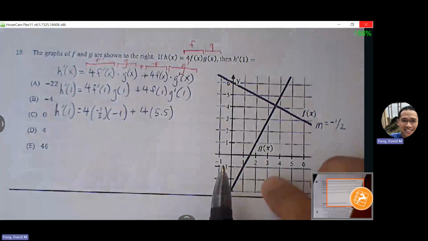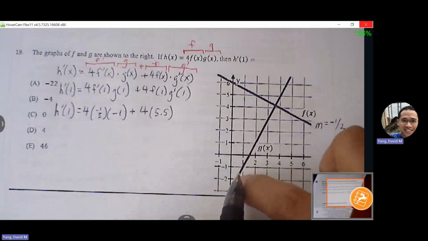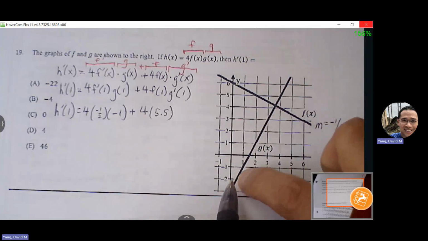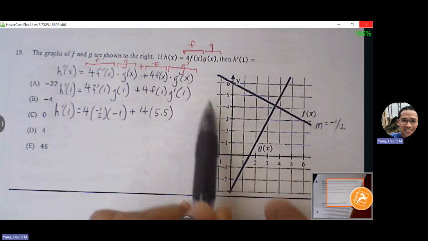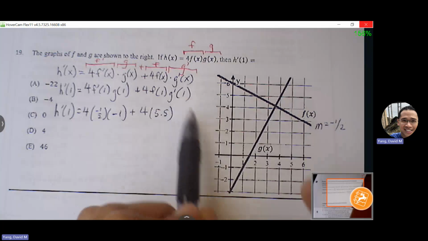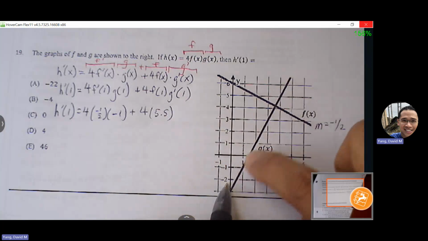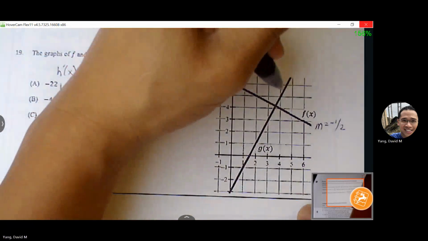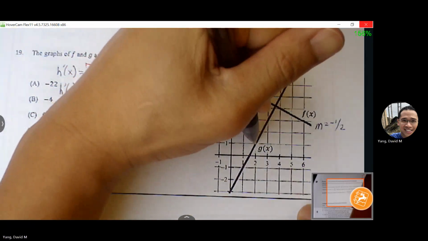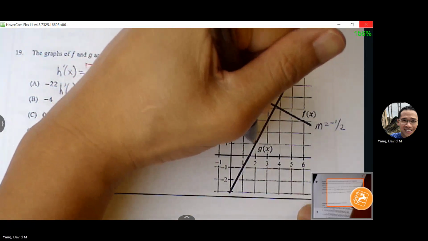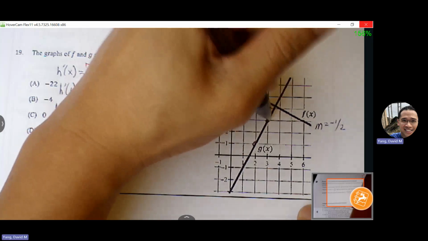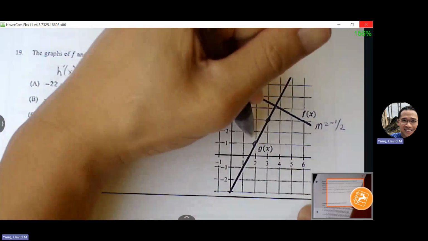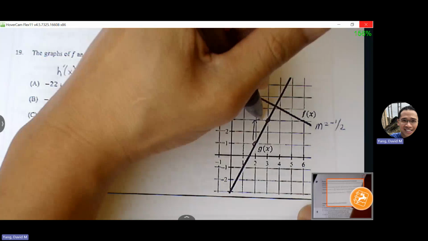And g prime of 1, what's this? We know the slope of this line is going to be the same all the way through. So if we find the slope of this line, we can find the slope of the g graph at 1. What's the slope of my g graph? Yeah, 2, right? Pick any 2 points that are easy to identify and just do rise over run, up 2 over 1.